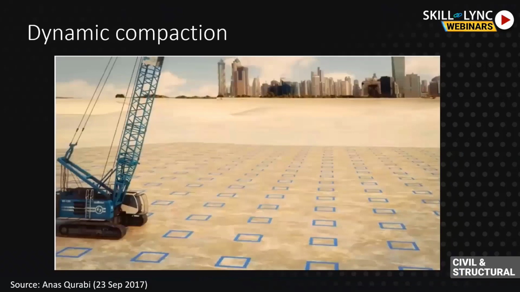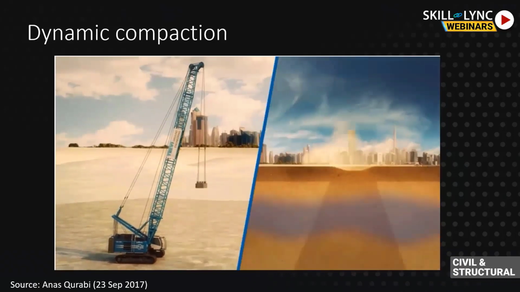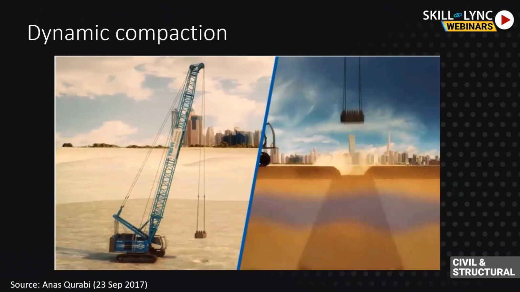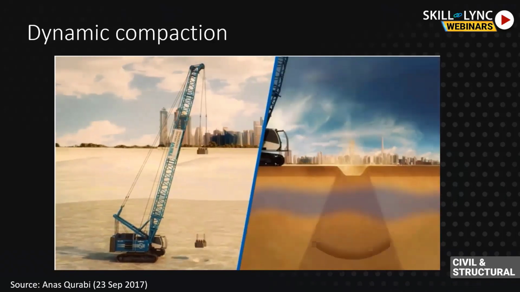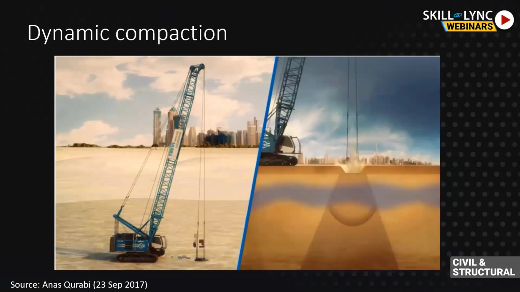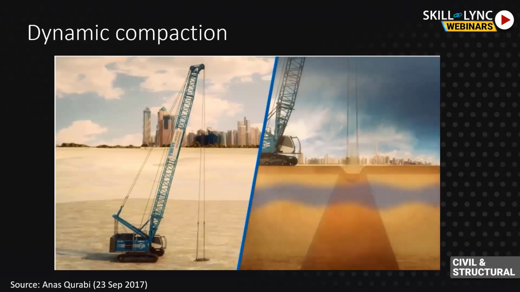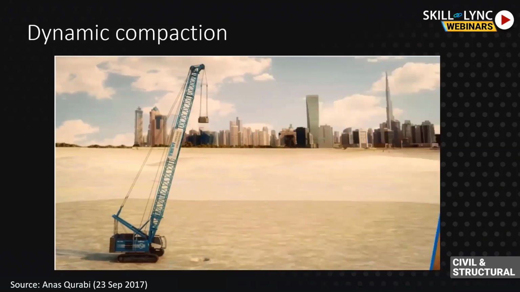And this is the dynamic compaction method. Again, a short video. The blue squares that you saw in the first screen were the areas marked where the weight should fall. This, as I mentioned earlier, is again a method which induces a lot of vibration. As you can see, the cone of vibrations goes below as the weight hits the ground, and craters are formed as the weight hits the ground.